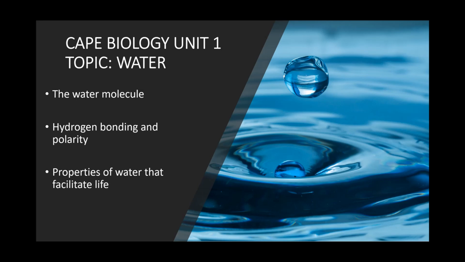Today is going to be the first video in the CAPE Biology Unit 1 playlist that I'm making. And the topic we're going to be looking at today is water. So we're going to start off by looking at water on a molecular level. We're going to try to understand the hydrogen bonds and the polarity that water has. And when we're done looking at water on this micro scale, we're going to look at how the microscale affects the major properties of water that facilitate life.